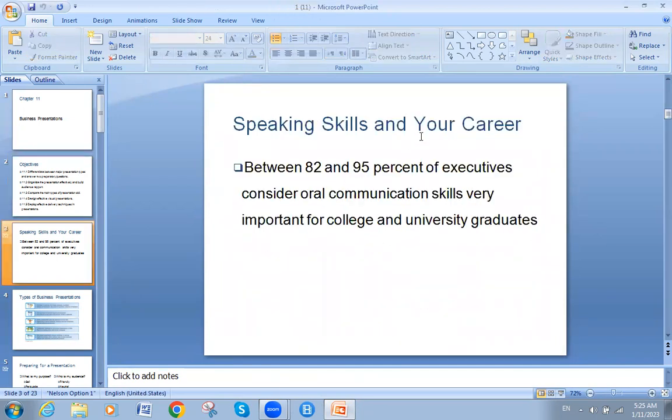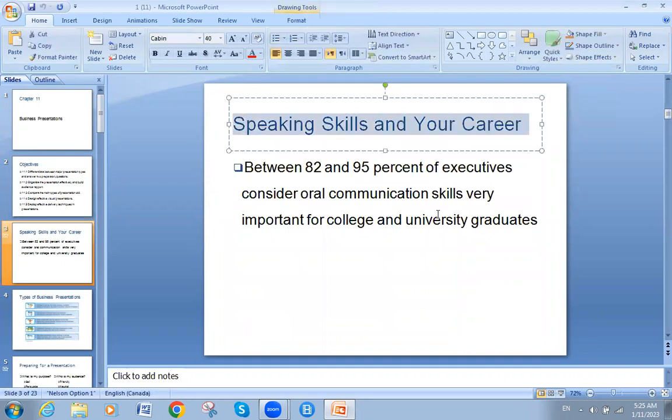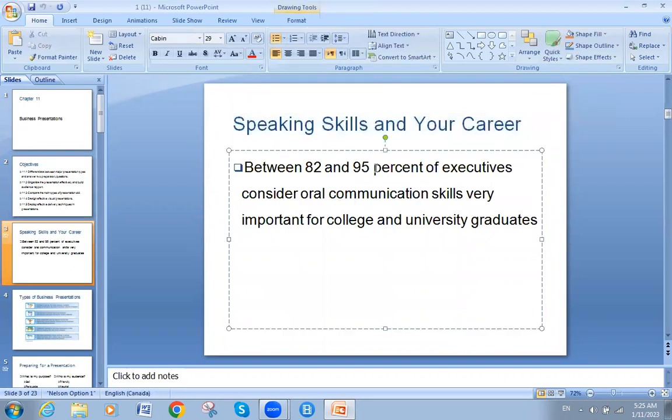Here, we have to talk first about speaking skills and your career. Between 82 and 95% of executives consider oral communication skills very important for college and university graduates and for everyone. They stress the oral communication so much, and you know that the presentation is an oral communication.